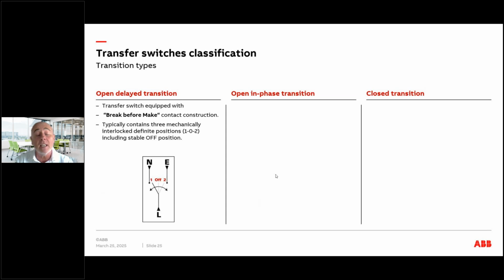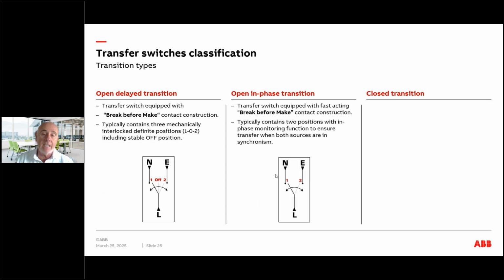This is exactly like the manual switch that we saw earlier. Basically there's three positions. Position one, indefinite until somebody comes and switches it over. Off, indefinite, and then position two. Although the one we showed you was a manual one, this could still be an open delay transition with an automatic controller or a PLC, etc., doing the control. But that basically is what the transition is. It's position one, indefinite off, position two, and the reverse.